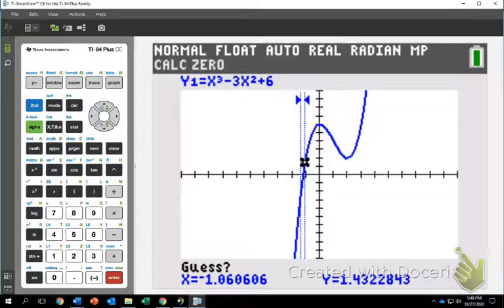But the last little question at the bottom says guess. You don't have to guess, just press enter again. And it gives you your zero. It actually gives it to you as an ordered pair. Anytime you have this, go ahead and round to one decimal place.